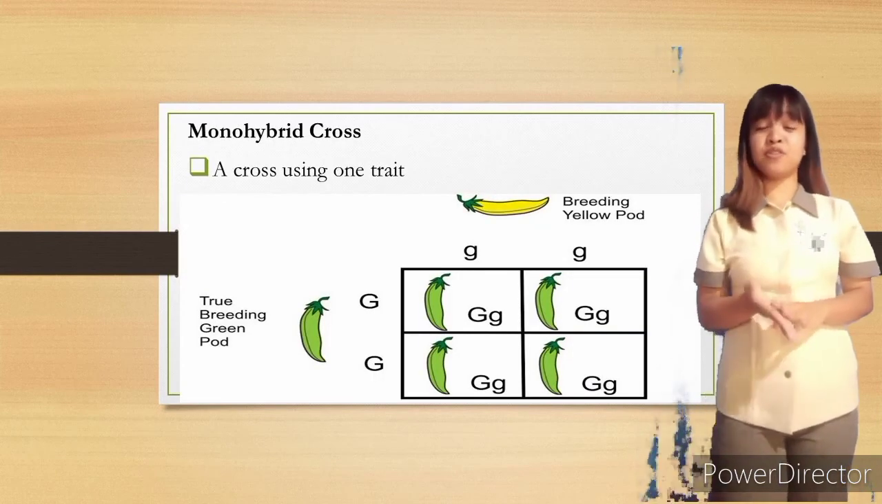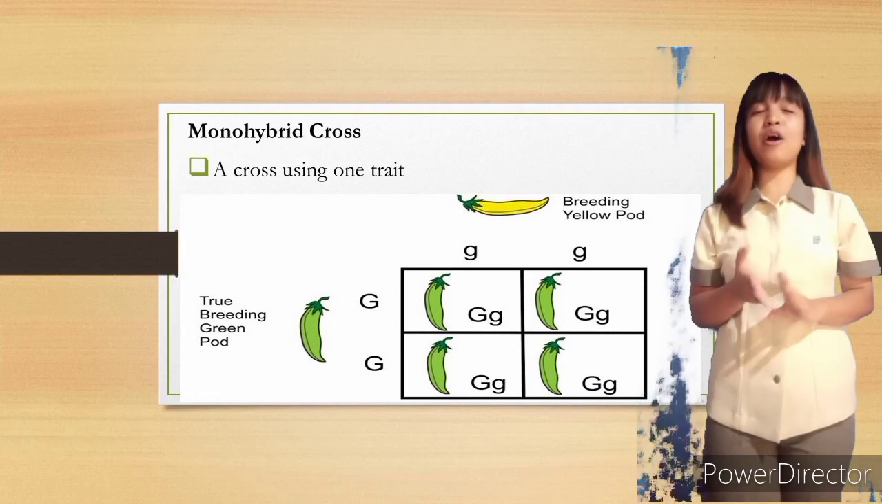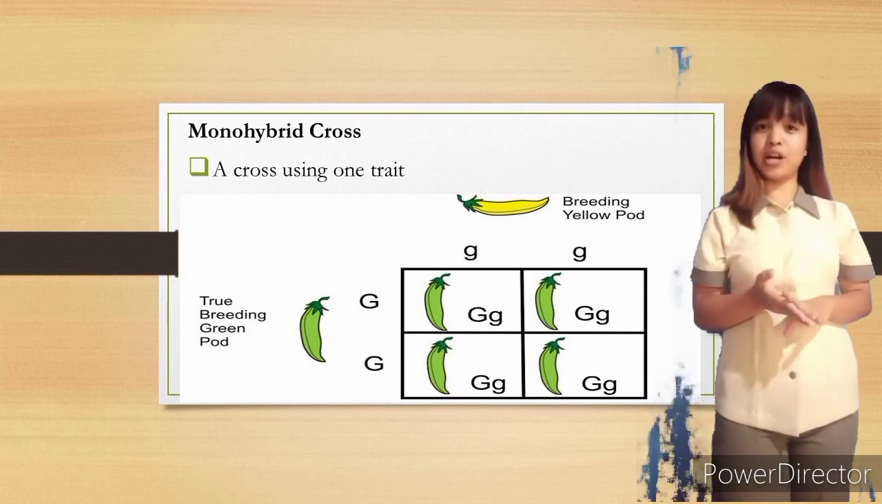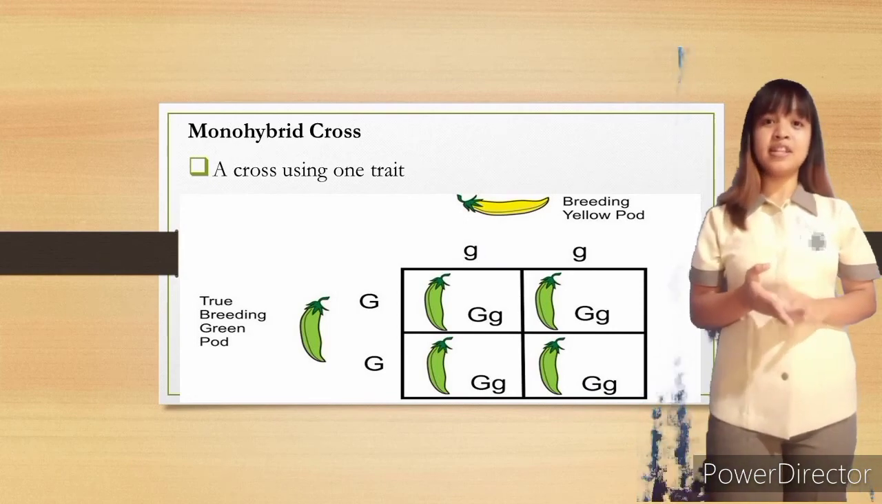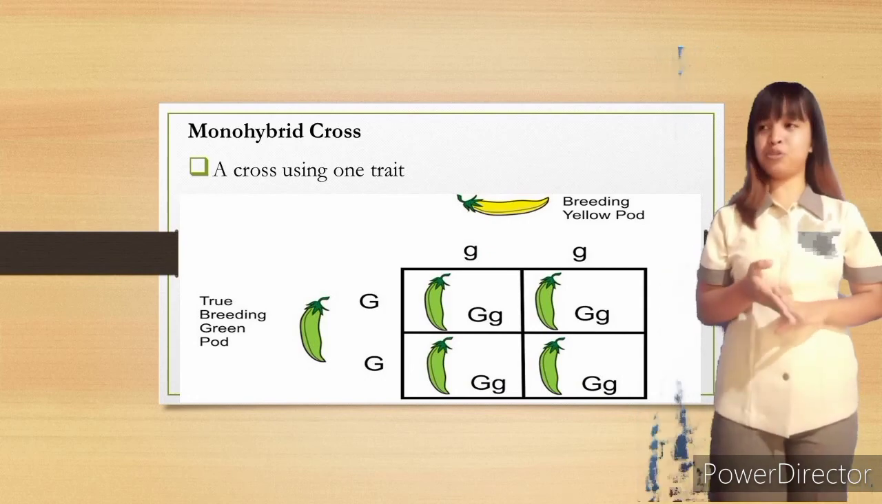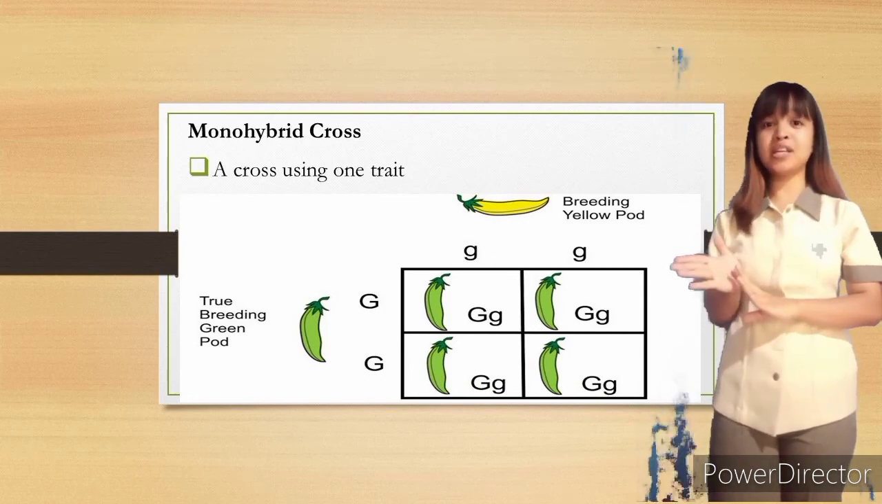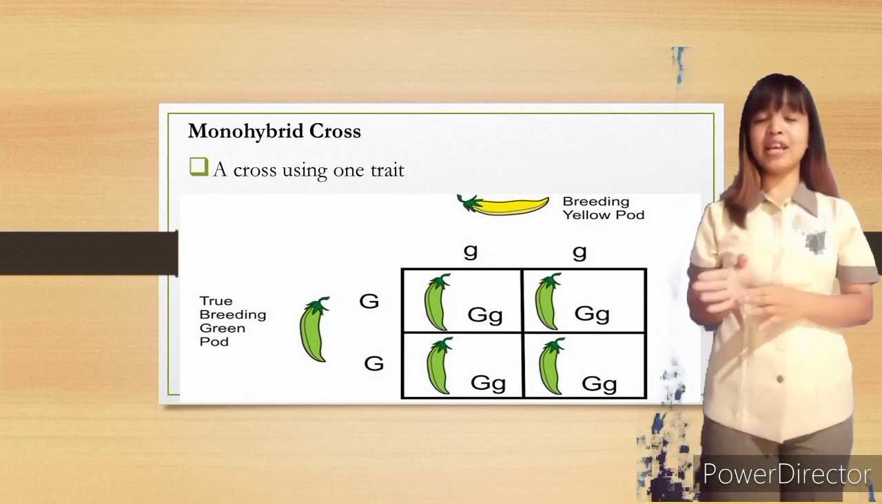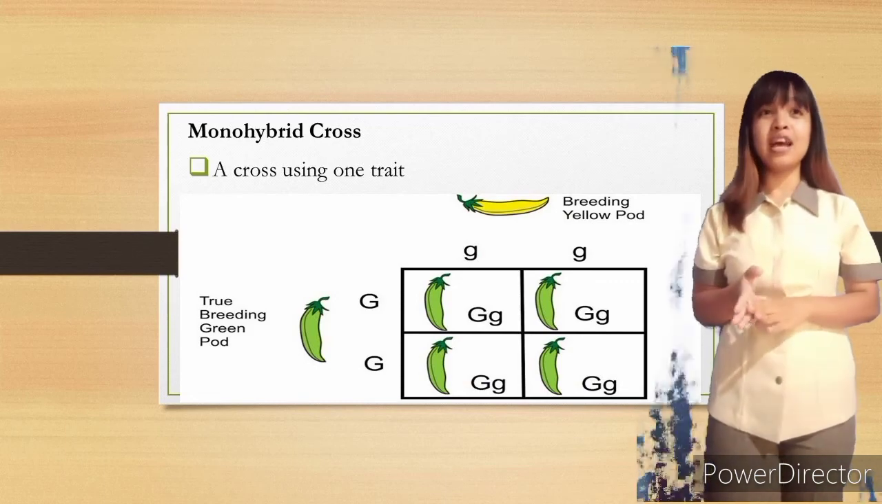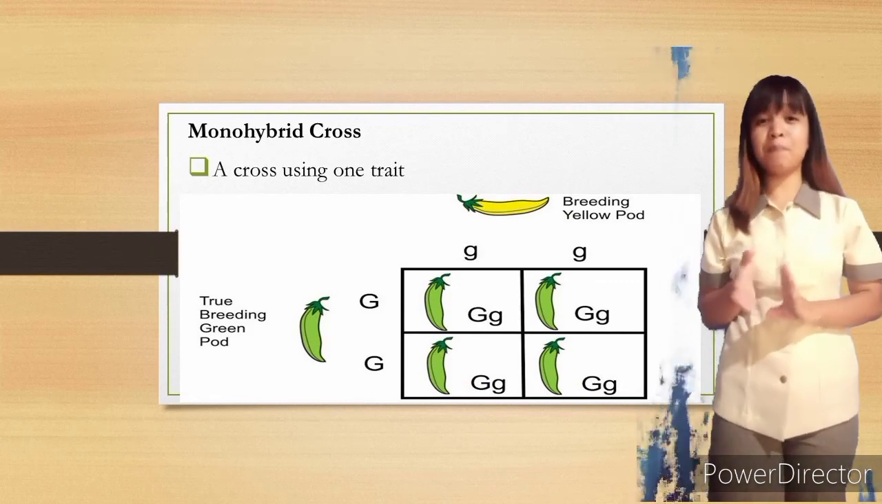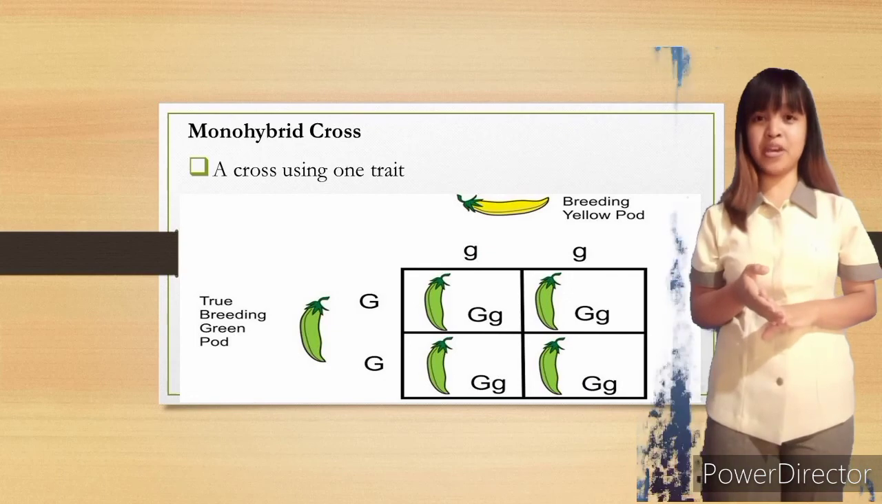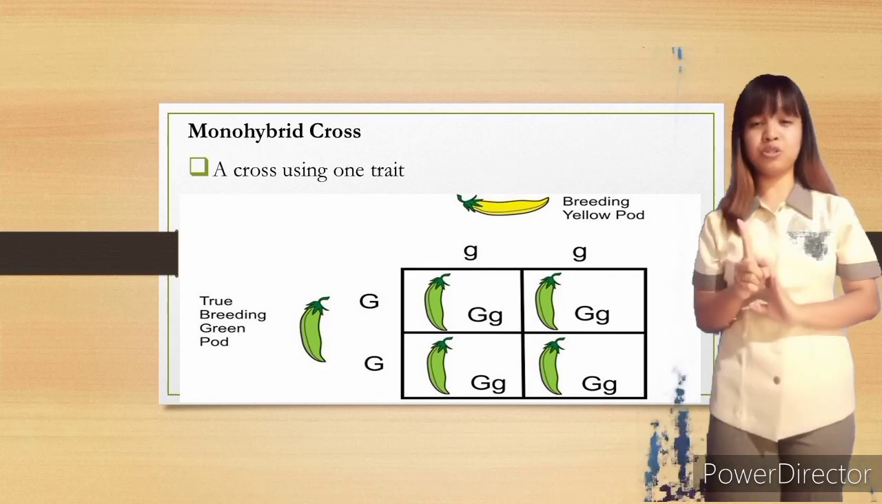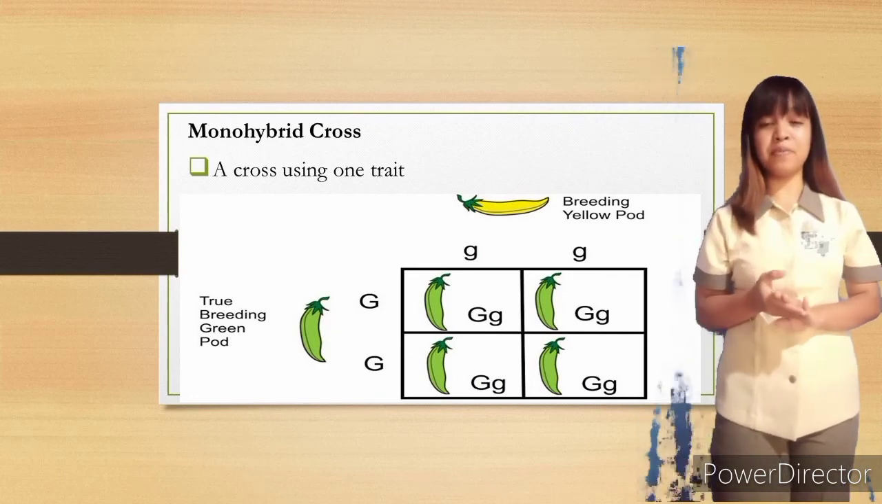There are 2 types of crosses that may occur among organisms. The first one is the monohybrid cross. This is a cross using only one trait. From this image, we can see that a green pod is crossed with a yellow pod. The trait that is crossed is the pod color of the garden pea. Take note that only one trait is crossed in a monohybrid cross.